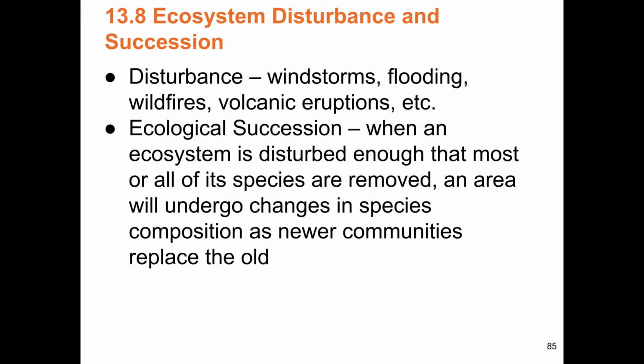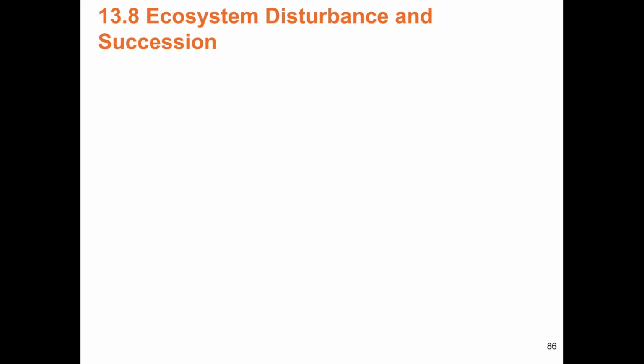Well, the process of recovering from a disturbance is called succession. When an ecosystem is disturbed enough that most or all of its species are removed, an area undergoes changes in species composition as new communities replace the old. The old communities are gone, they've been removed by the disturbance, and now we see new communities.